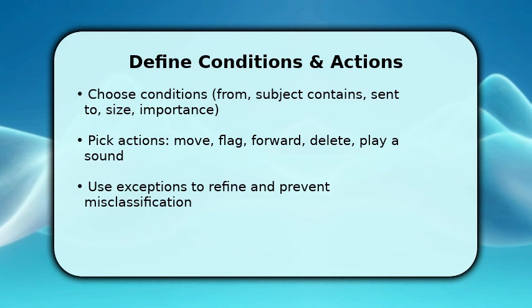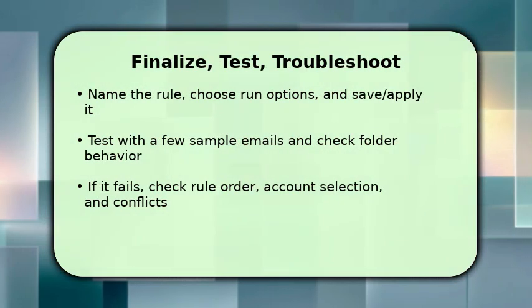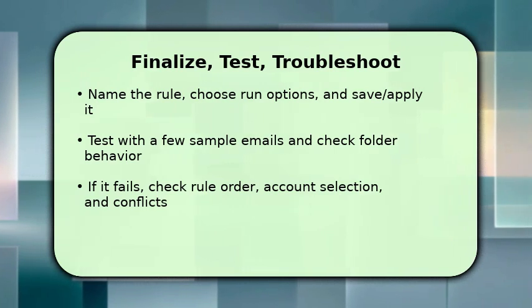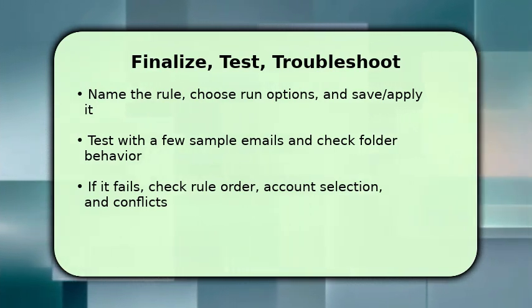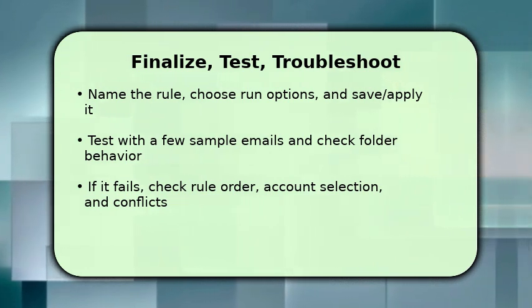You finish by naming the rule and choosing run options like run now or only on new messages, then click finish and apply. Once saved, test using sample emails to confirm messages route as expected and that flags or notifications appear.